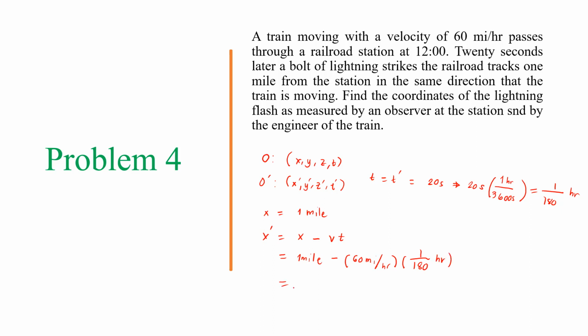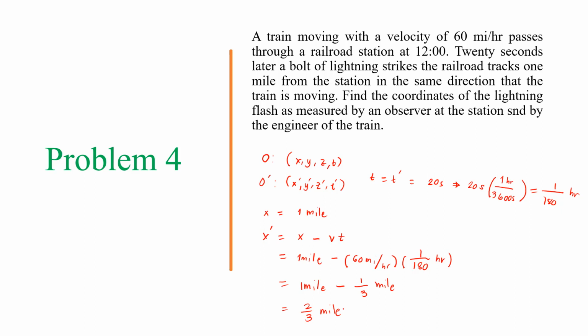So evaluating, we have 1 mile minus 1/3 mile. So we will get 2/3 mile. Okay, so this is your x prime.